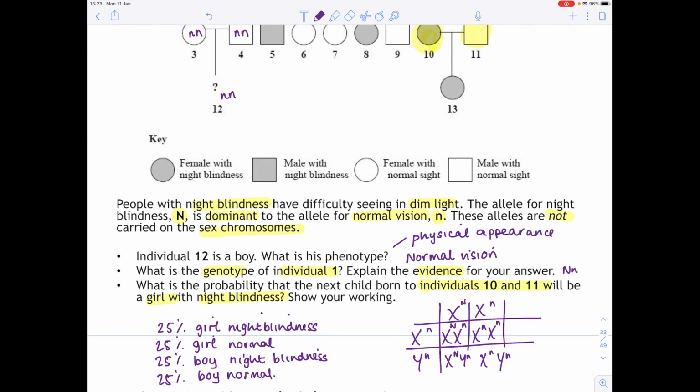So if we answer the question, what is the probability that the next child born to individuals 10 and 11 will be a girl with night blindness? It's 25%, or 0.25 if we're going to be official and refer to probability.